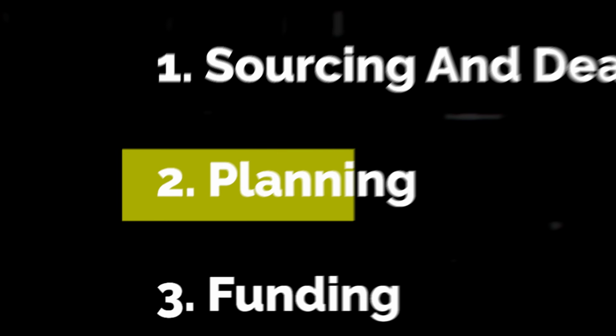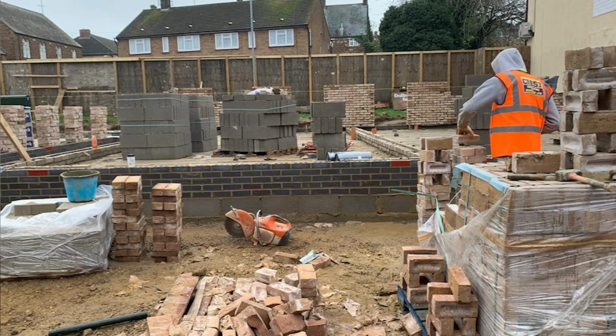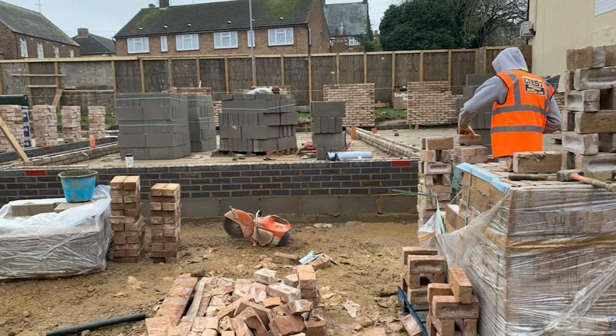2, planning. Now this is where the real value add can be made, worth millions of pounds. You're taking an old site, perhaps a disused car park, an old warehouse, or perhaps some grassland with nothing going on. And then by adding planning permission, you can take a site worth £50,000 to millions of pounds, depending on what you get on it.